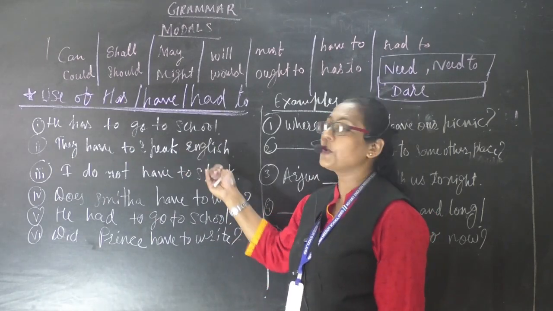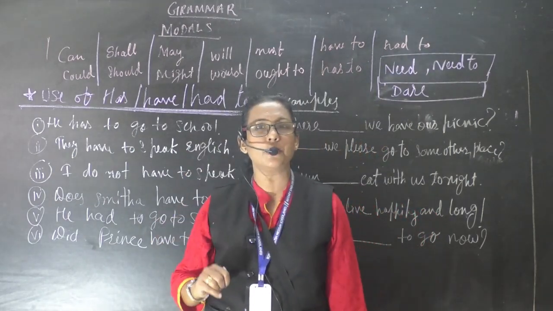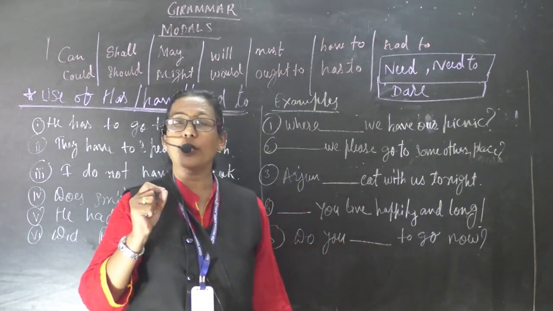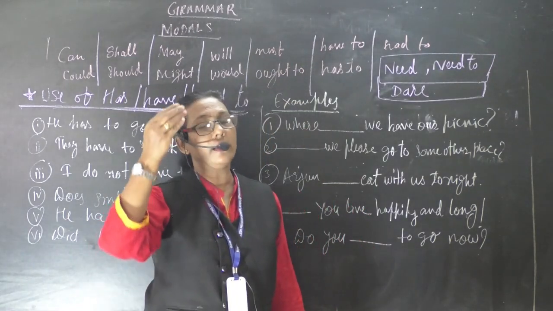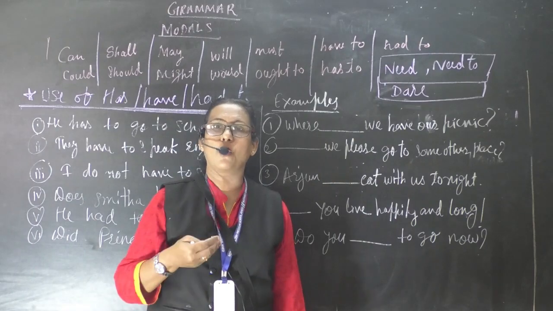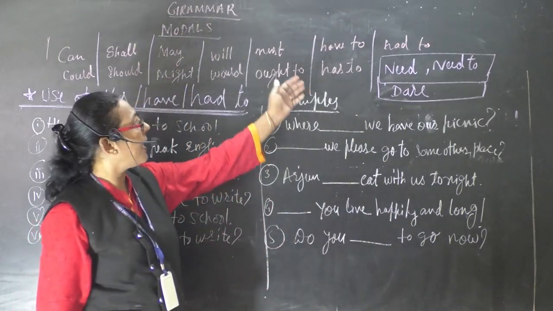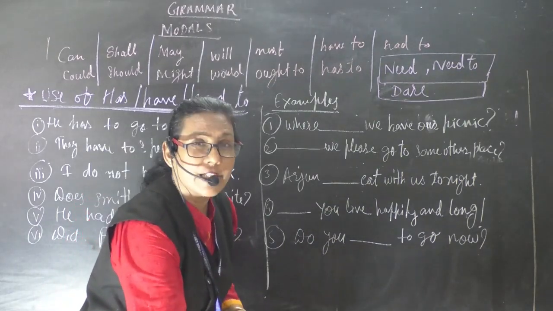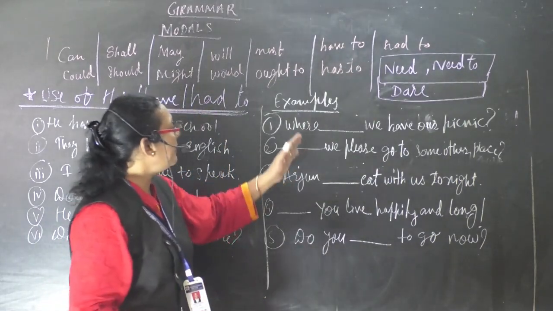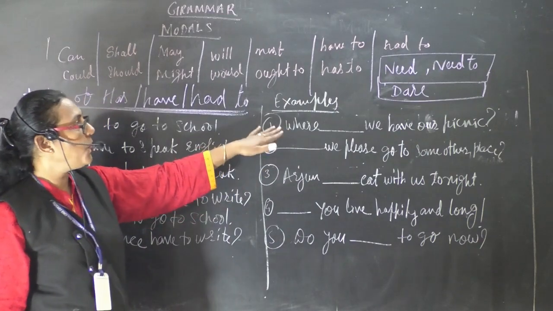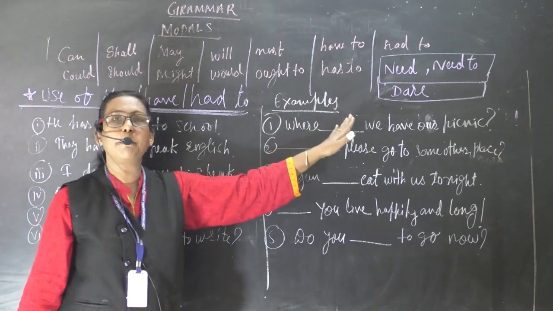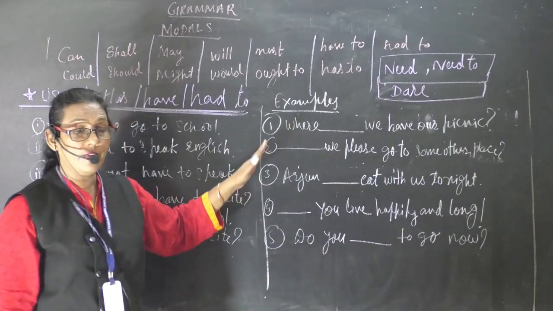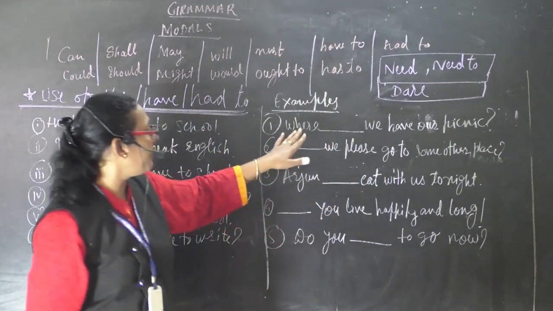Here, has to, have to, and had to, we have seen a few examples. Dear children, when you get the worksheet, you have to solve it according to this, as we have shown. Now, a few more examples that we will take. Now you have to use the appropriate modals in this exercise. What will be here then?